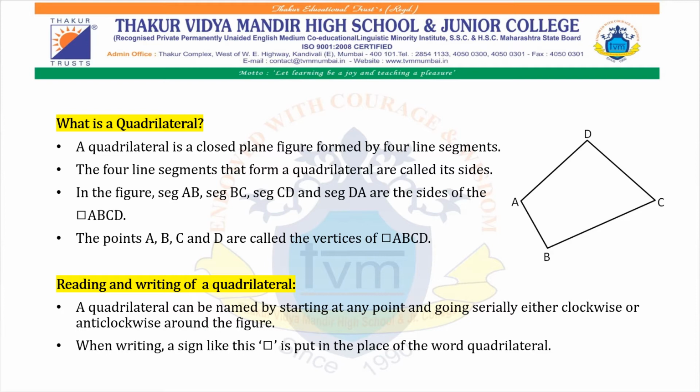Now we will see how to read and write the quadrilateral. A quadrilateral can be named by starting at any point and going serially either clockwise or anticlockwise around the figure. When writing, a sign like a square is put in the place of the word quadrilateral.